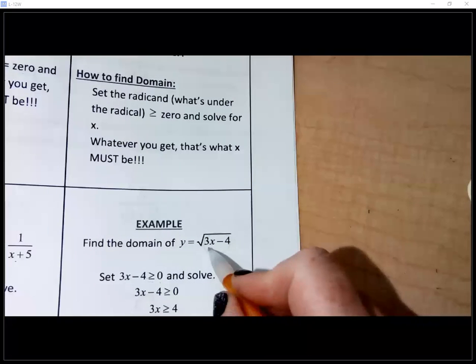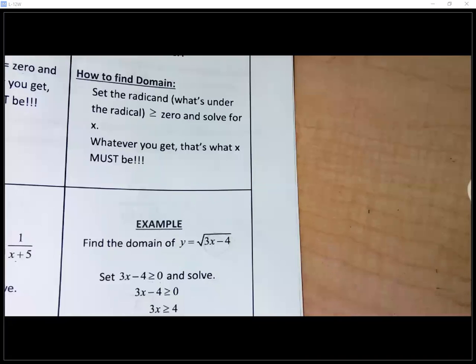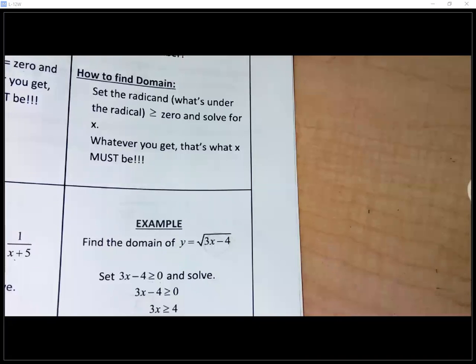3 times 1 is 3. 3 minus 4 is -1. I can't take the square root of a negative. So no wonder 1's not in my domain, because it's not a value that I'm allowed to plug in. The smallest number that I can plug in is 4/3.